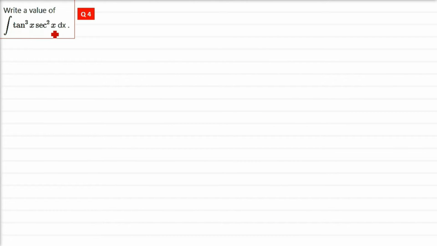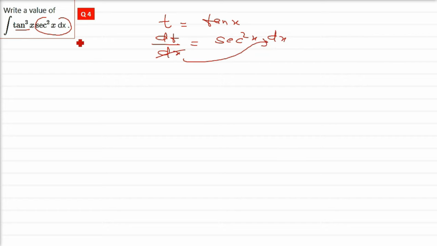Now, there are various questions where there is one thing which we put as t, and the differentiation comes out by itself. So if you take this tan x as t, please remember there is one more question coming with this same scheme. So this t, if you take it as tan x, and when you differentiate it, dt by dx will be what? It will be sec square x. This dx can be brought to the right. So this dt will be equal to sec square x dx.